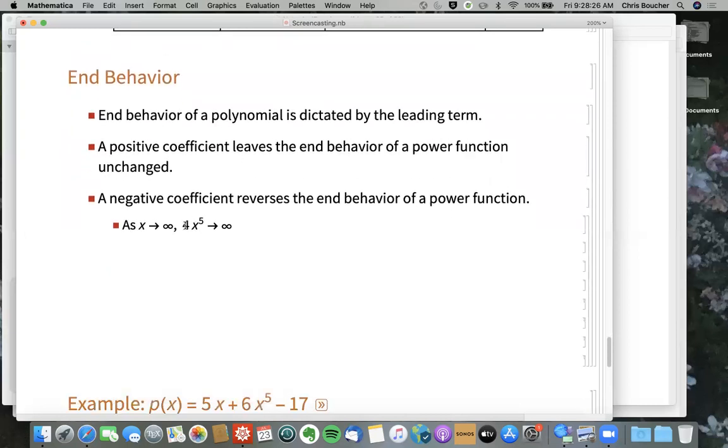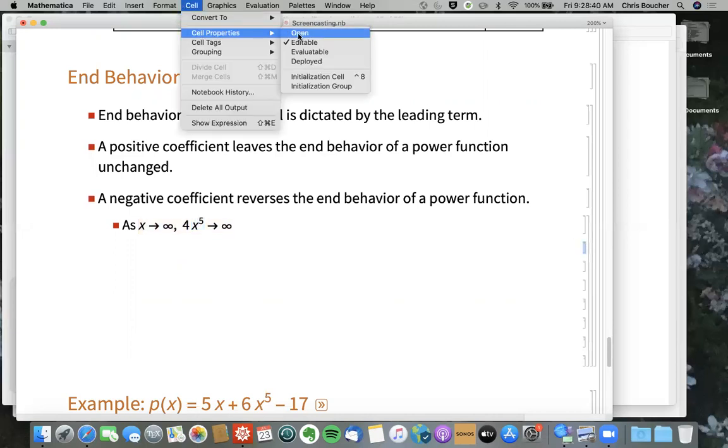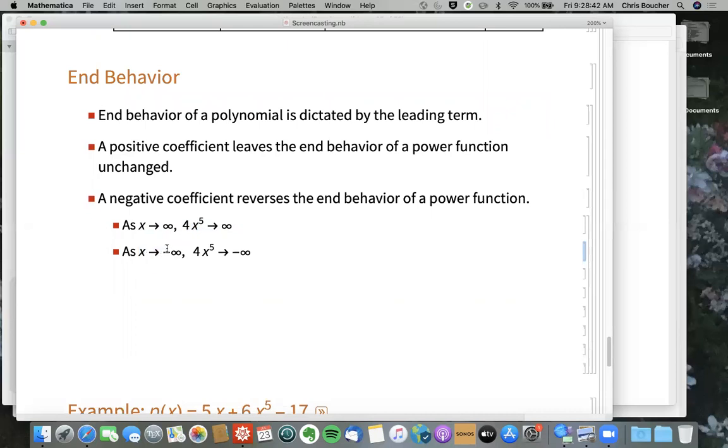Right here, I have a term, again, it's an odd power. The positive coefficient won't change anything. So as x goes to infinity, all I have to think about here is what happens to x to the 5th, and the answer is it goes to infinity. As x goes to minus infinity, again, the positive coefficient 4 won't change anything. And I know that for an odd power, it's going to go to negative infinity as x goes to the left. So the whole term here, in fact, goes to negative infinity.